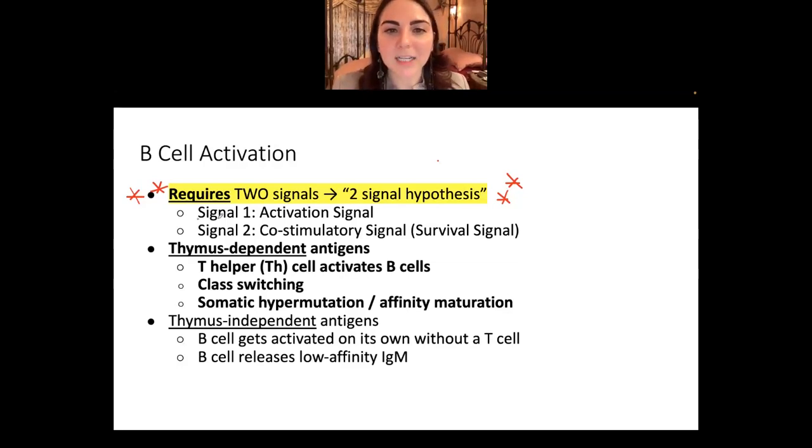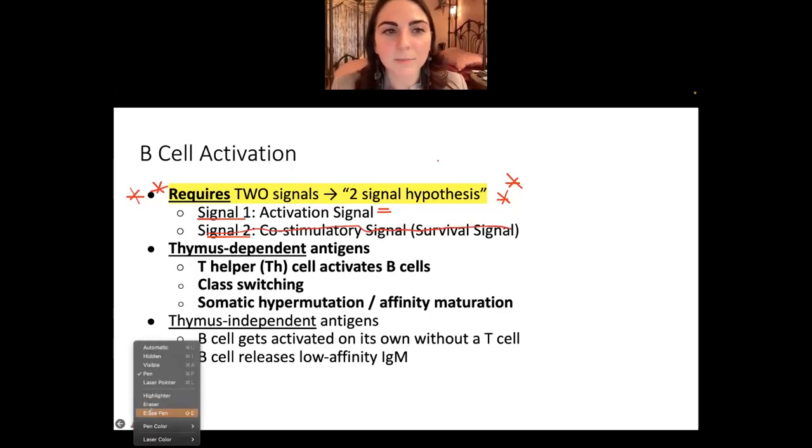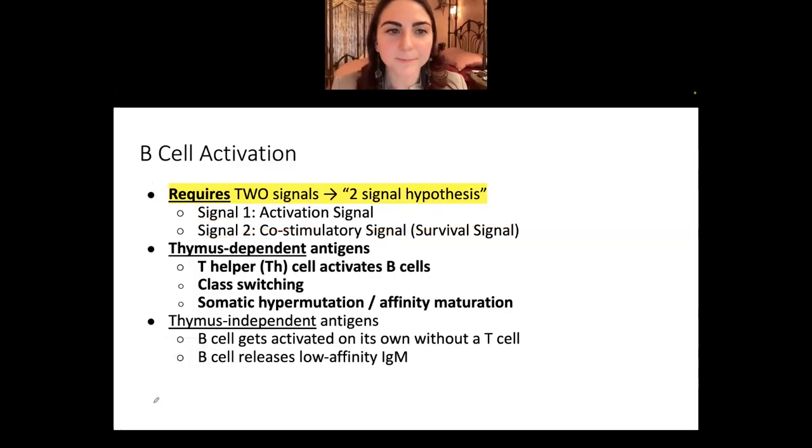Signal 1 is known as the activation signal. We're going to talk about this, but it is the presentation of antigen. Signal 2 is known as the co-stimulatory signal. Sometimes people refer to it as the survival signal, because if it isn't there, the B cell dies. We need both of these signals for the B cell to get fully activated. Co-stimulatory signals are also only present when there's an infection. So it's a foolproof way to make sure that we actually want to activate the B cell, and we're not just activating it accidentally.